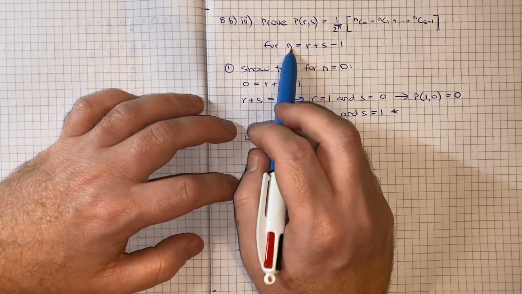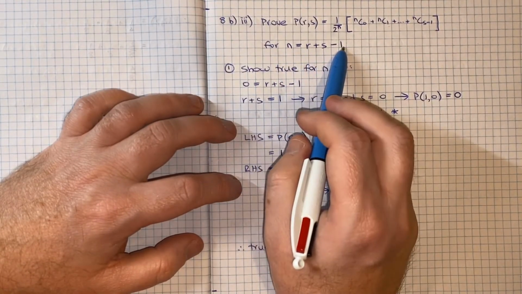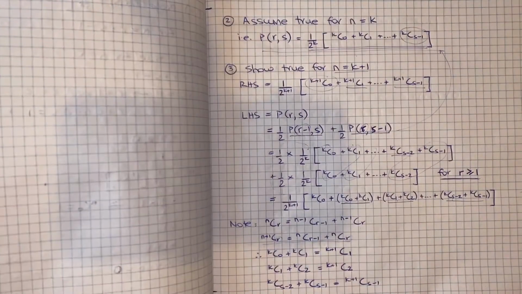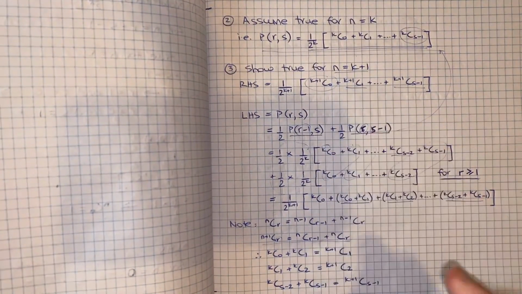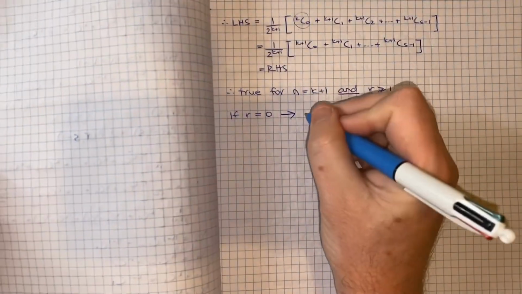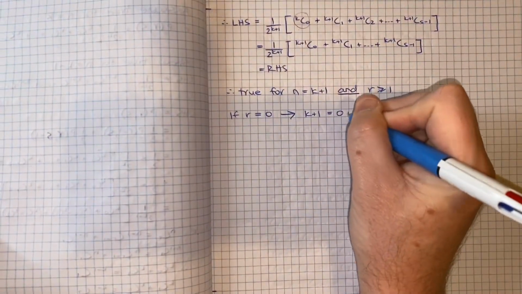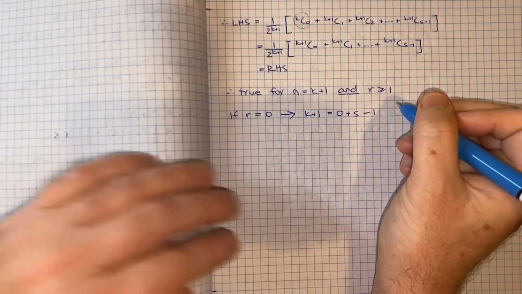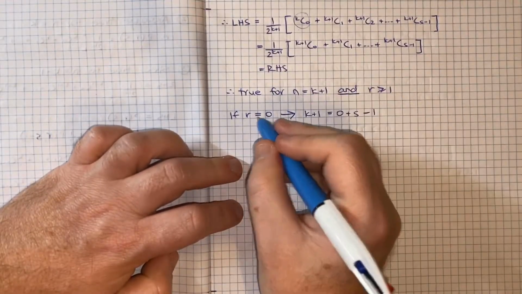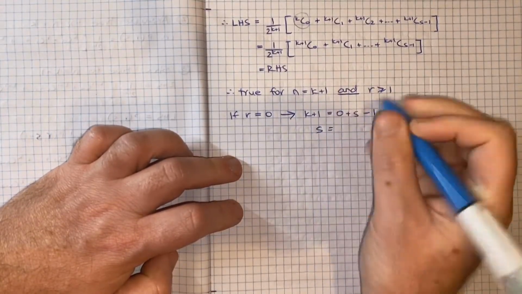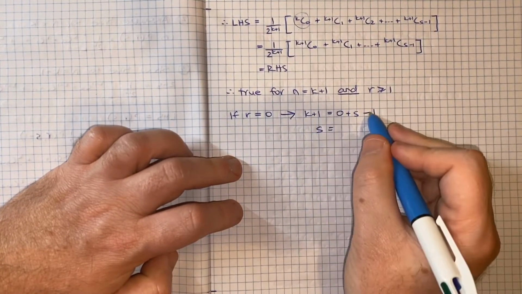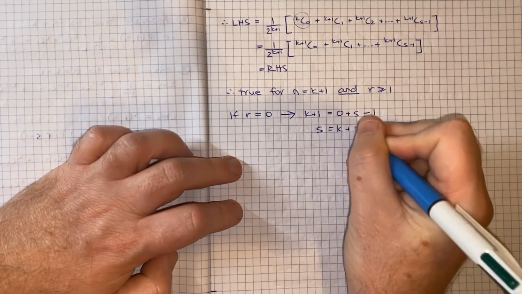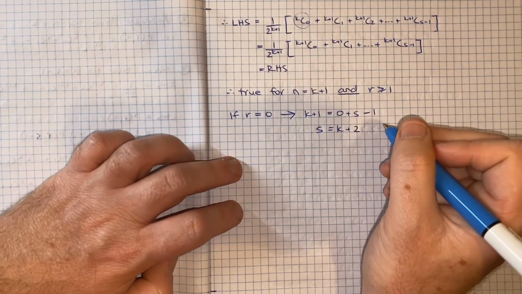Well, remember we've got n is r plus s minus 1. We're in step 3, so n is k plus 1. So we're going to have k plus 1 is equal to r, which we're saying is 0, plus s minus 1. So really what that means is when r is equal to 0, s is equal to, we'll bring the minus 1 over, so k plus 2 is what we're dealing with.